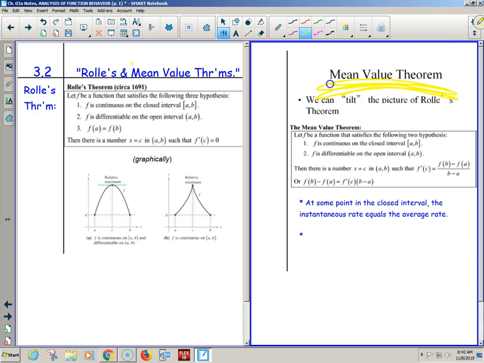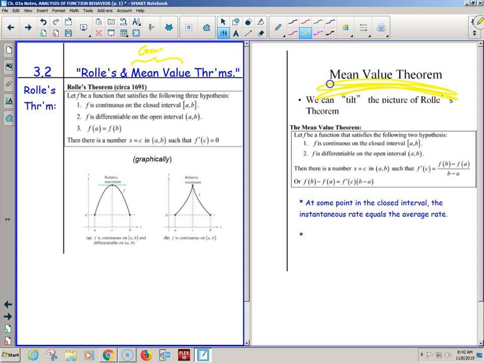Because this one is the general theorem, and this one is a specific case. Rolle's is a specific case. It's actually named after a guy, Rolle. I don't know his first name. He's one of those guys who we just know by his last name, like Euclid. But Rolle's is a specific case, and mean value theorem is a general case.